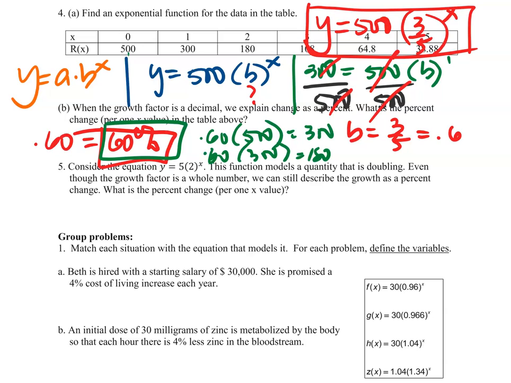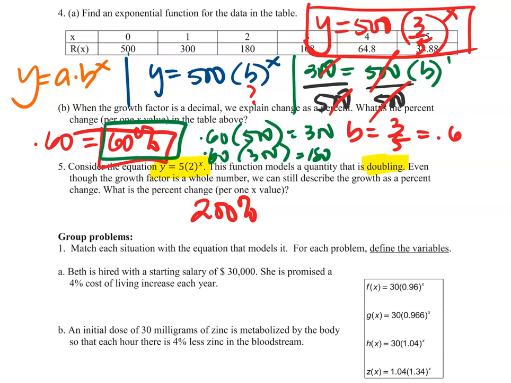Okay, and the last problem. Consider the equation y equals 5 raised to 2x. This function models a quantity that is doubling. Even though the growth factor is a whole number, which is 2, we can still describe the growth as a percent change. What is the percent change per 1x value? So that doubles, your guess is right, that is 200%. Okay?